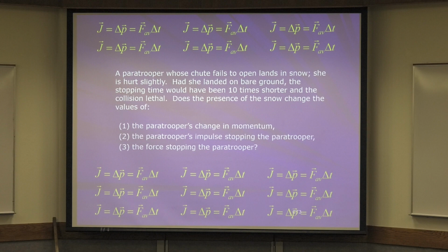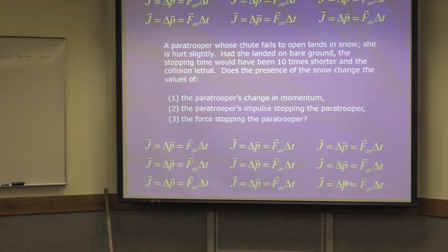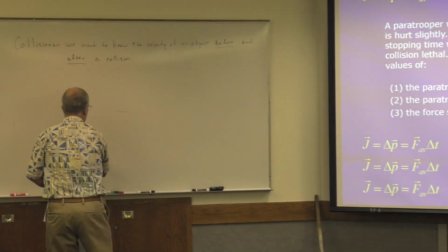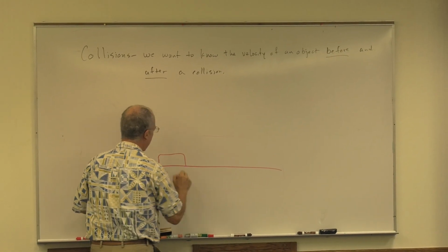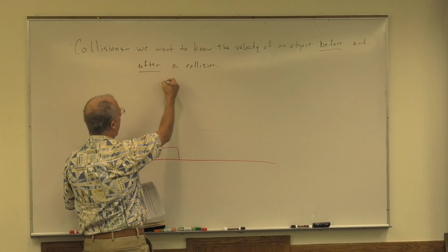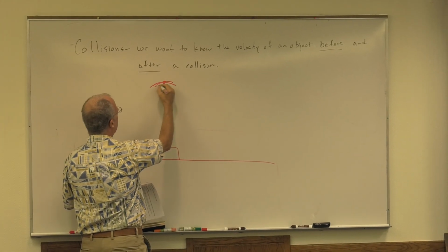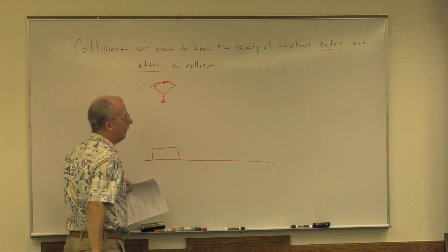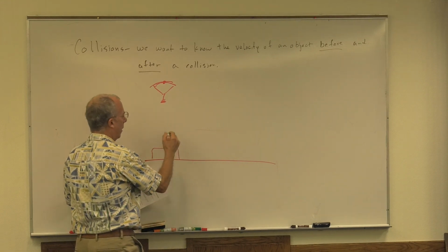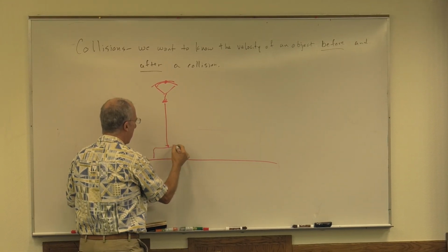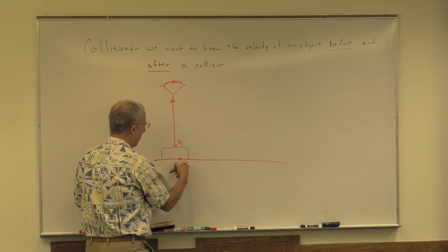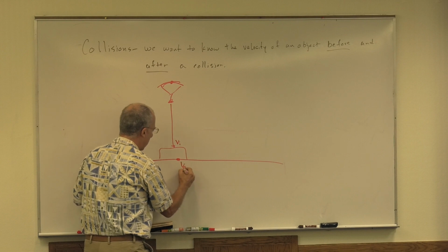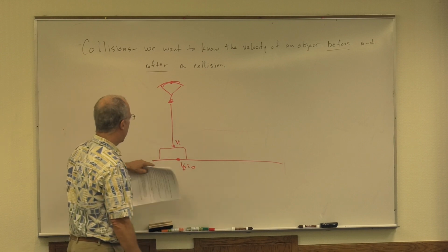So let's kind of draw this a little bit. So here's the ground. And let's say here's snow. Okay, and she's way up here with her parachute, right? Okay, and so basically here, that's the velocity initial, and when she hits, the final velocity is 0. All right, so that's with the snow.